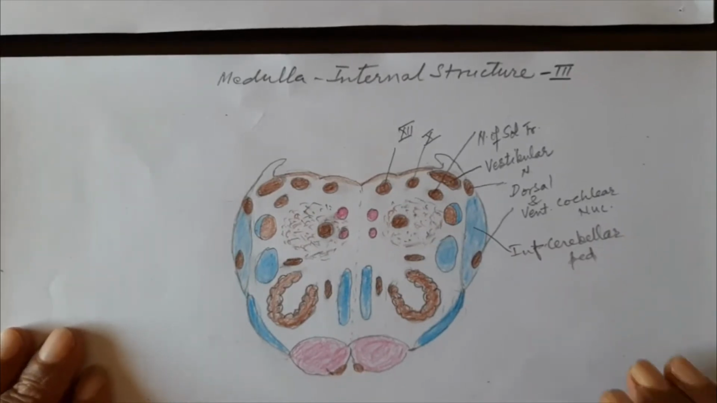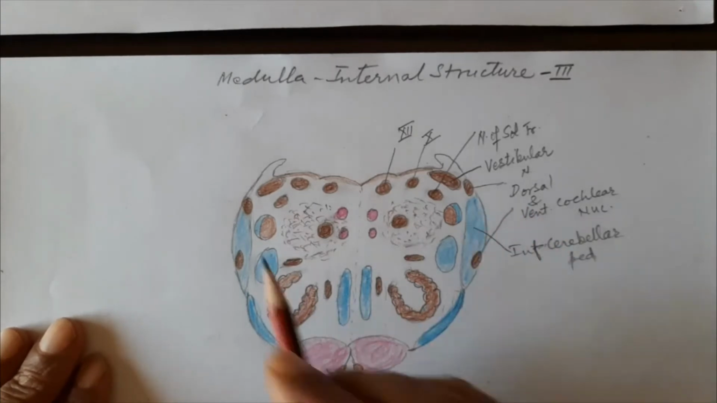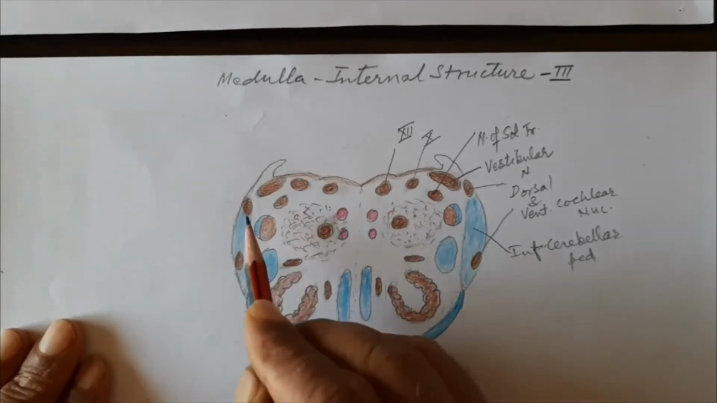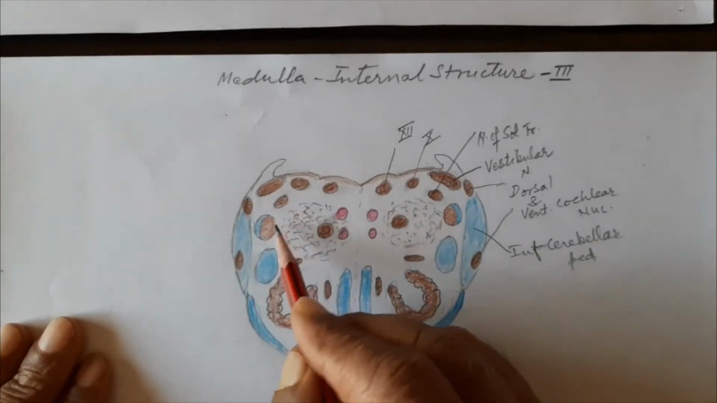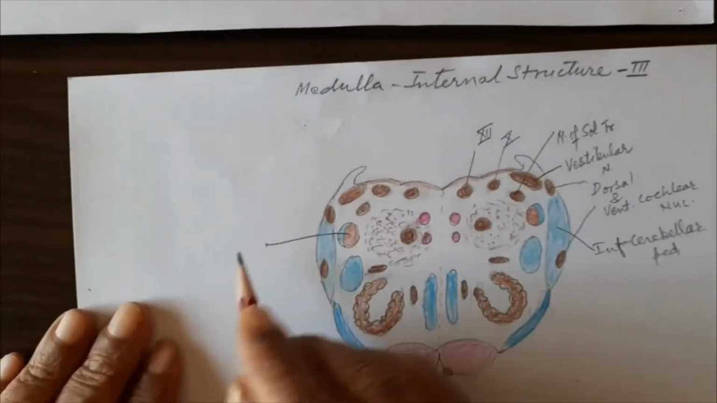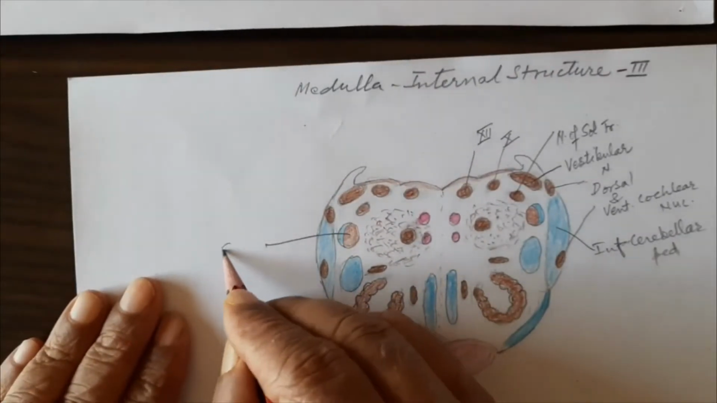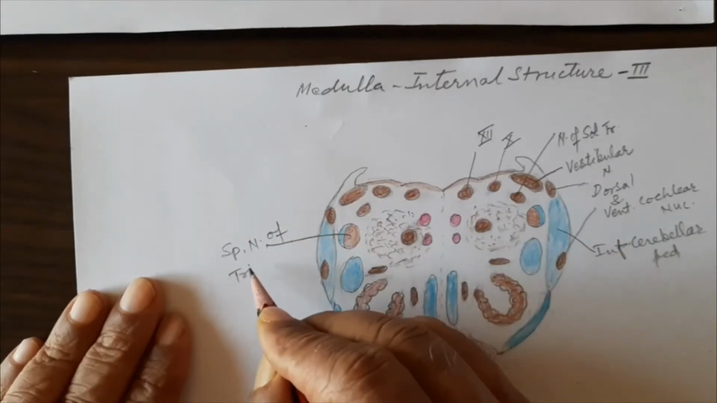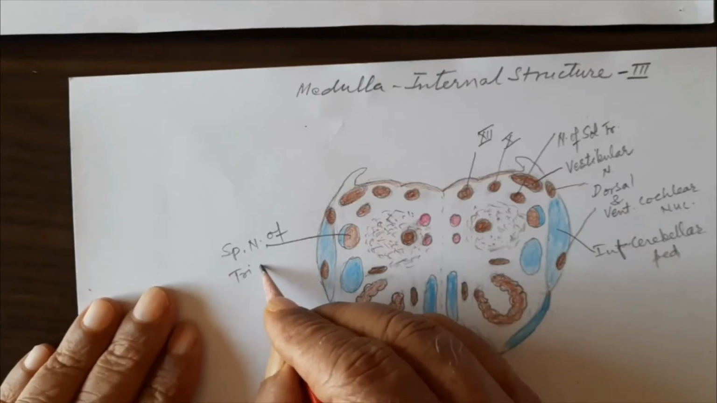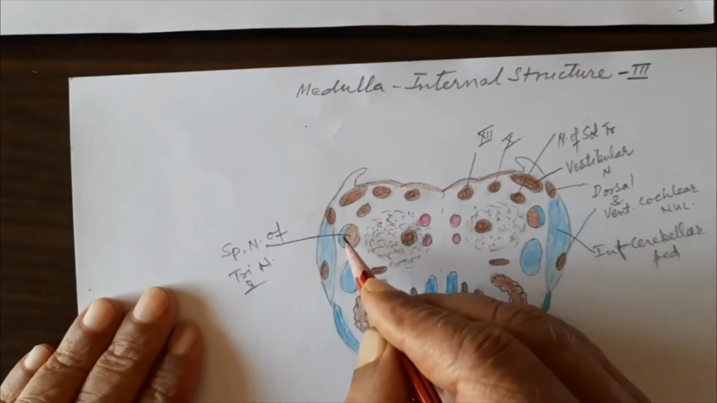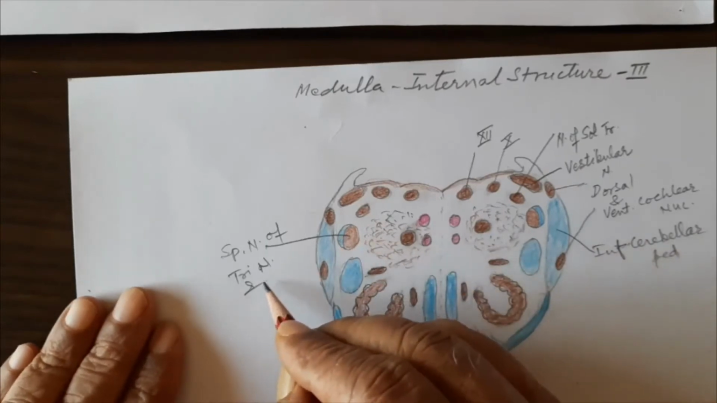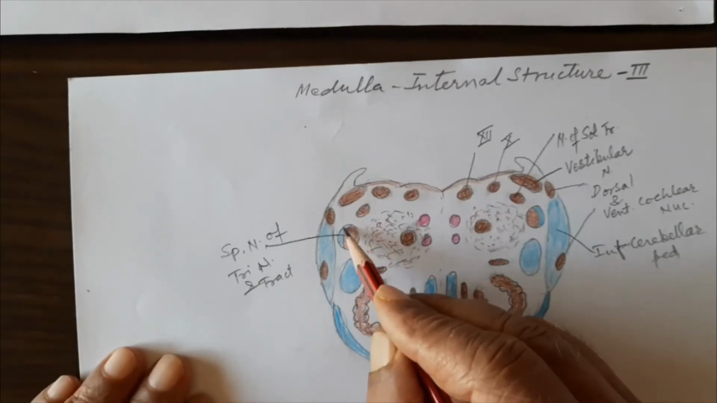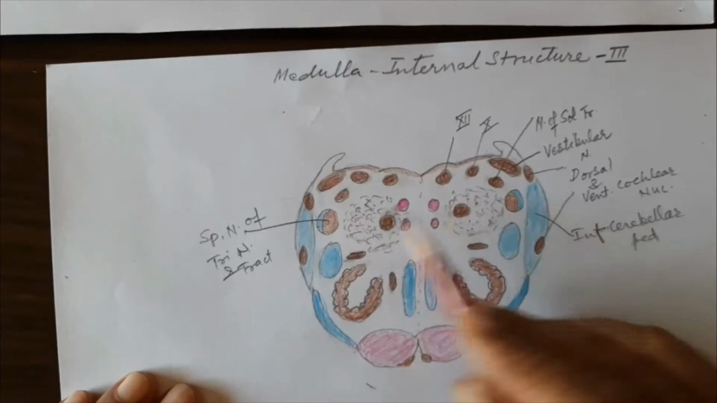Then we will see the spinal nucleus of the trigeminal nerve. It is medial to the inferior cerebellar peduncle here. I will write it here: the spinal nucleus of the trigeminal nerve, and just lateral to it its tract is also present. So the spinal nucleus of the trigeminal nerve and its tract are located here on either side.